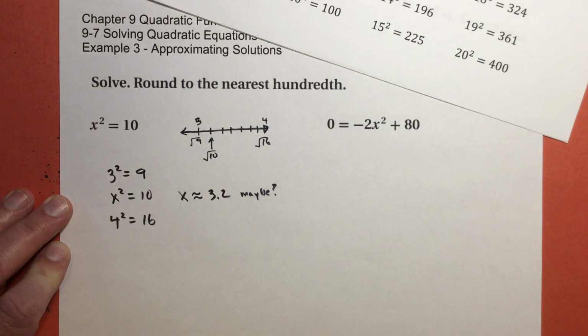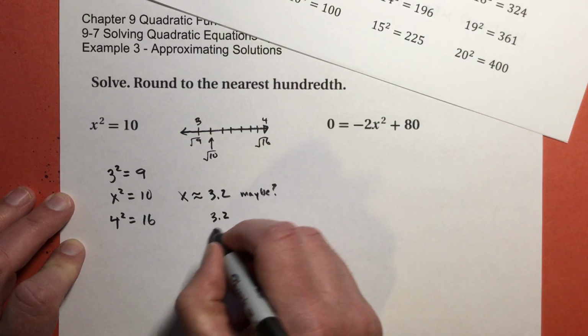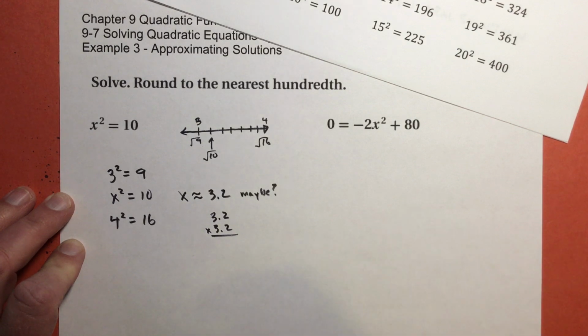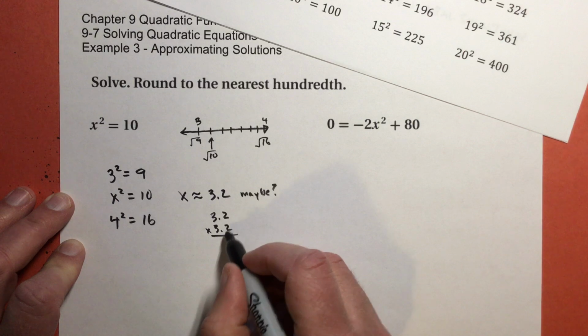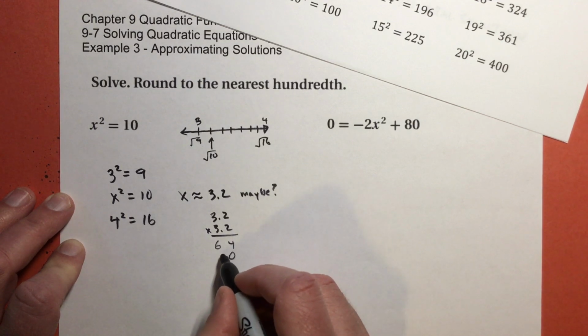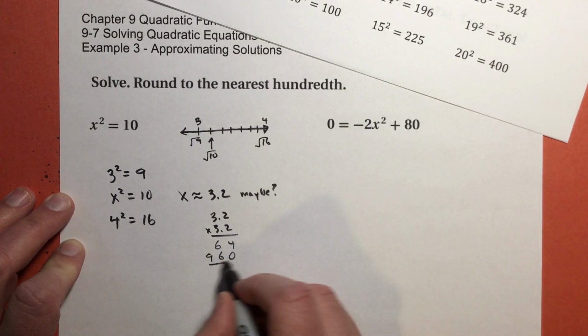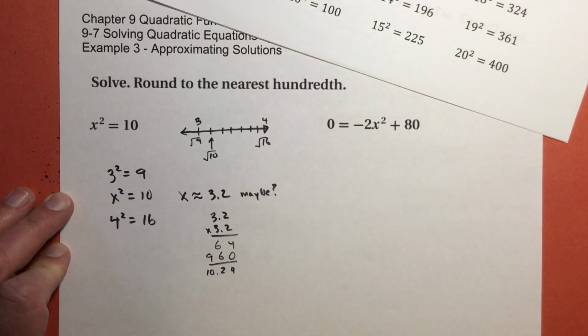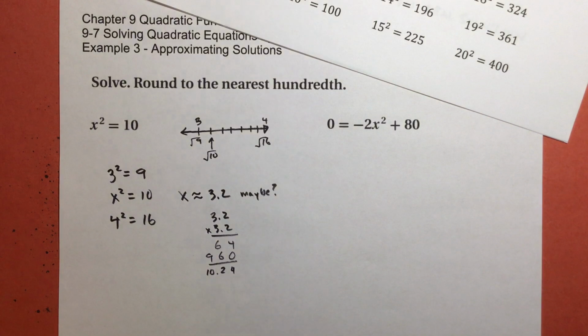So what if I don't have a calculator and I want to find out if that's right? Well, I would multiply 3.2 times 3.2. Why am I multiplying this by hand? Because this shows you where this comes from. 2 times 2 is 4. I get 6. I get 0. I get 6. I get 9. I get 4, 12, 10.24. So it turns out that 3.2 actually was a little too big.